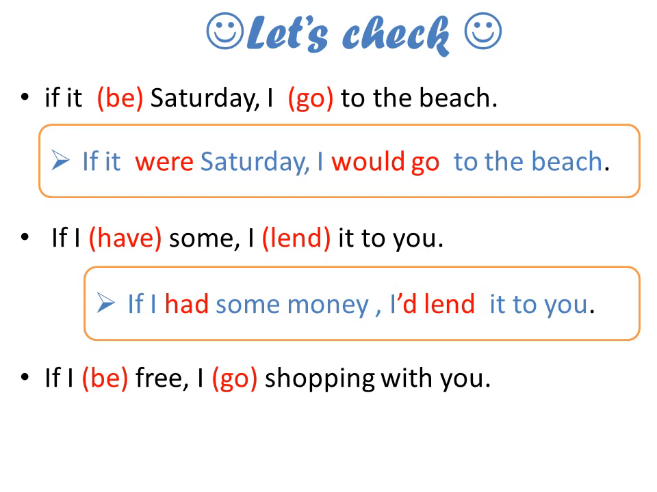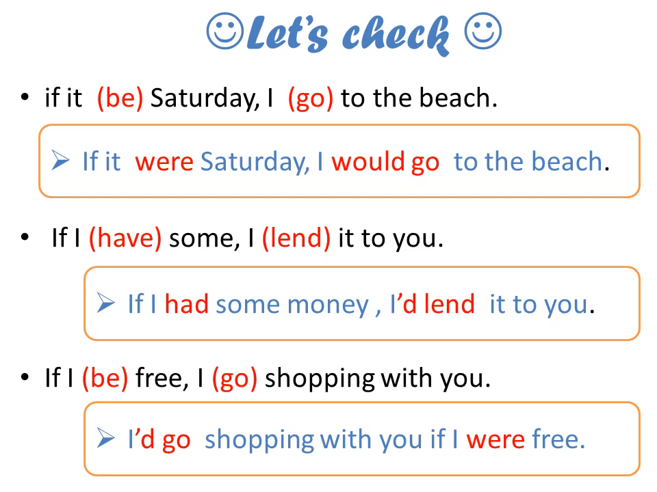If I be free, I go shopping with you. Remember what I said with I, he, she, and it: we use were instead of was. If I were free, I'd go shopping with you, or you can start with the main clause: I'd go shopping with you if I were free.